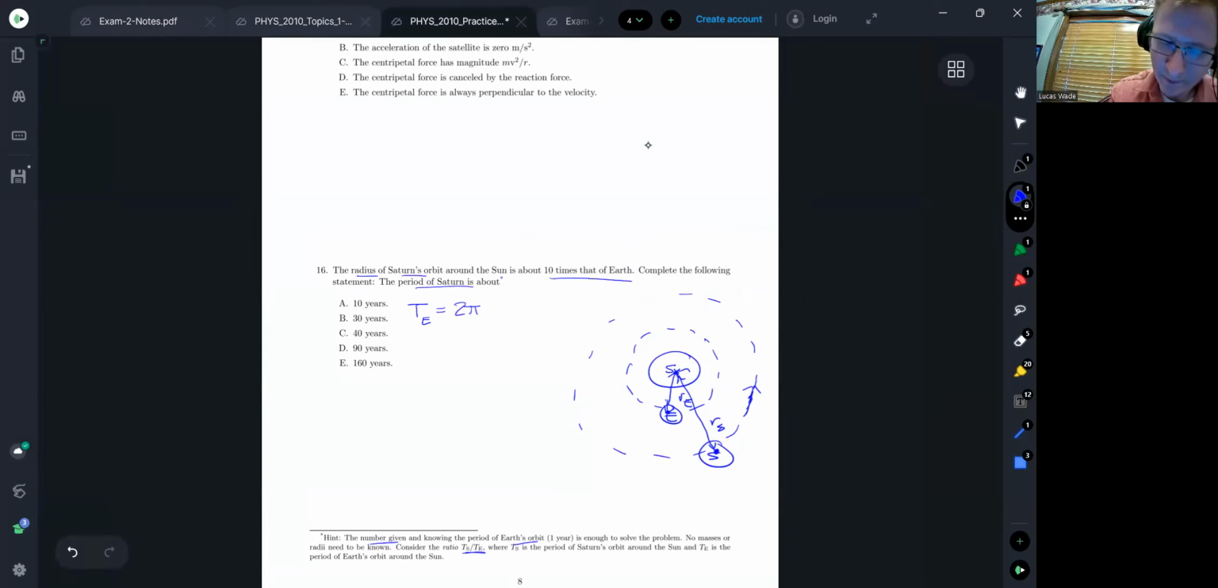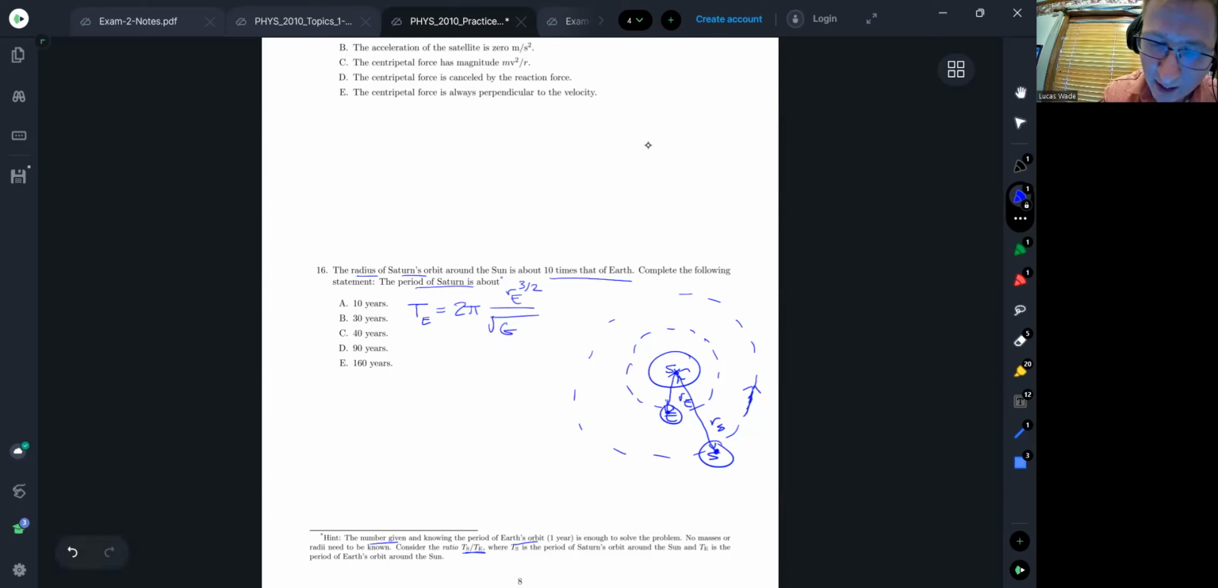So it's 2 pi times the radius of the satellite, as far as how far it is from the center of whatever it's orbiting. So from the center of the Earth to the center of the sun is the radius that's relevant for Earth's orbital period. So that's what we call RE.